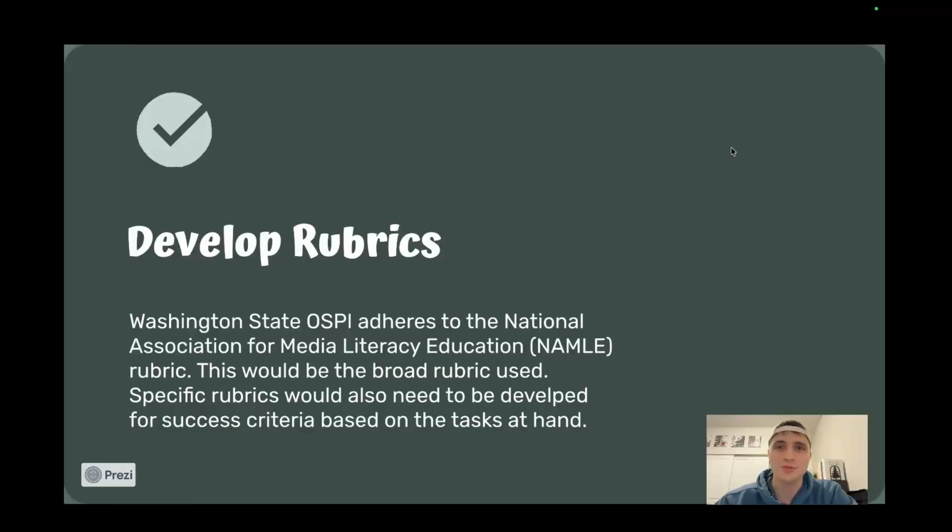And that was something that was shared with us in this course that I'm currently taking, Education 522, Media Literacy for Teachers. That is going to be one of our best friends, and it already is one of our best friends. So why not use it in the context of creating a rubric for teaching media literacy to students?